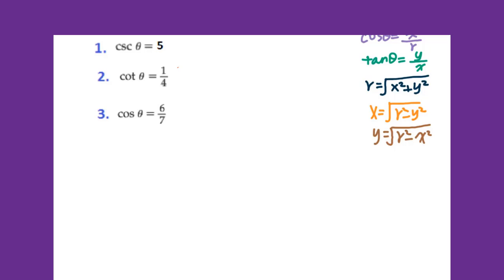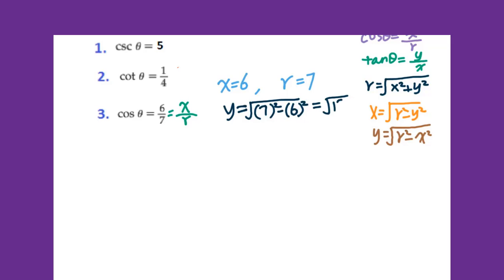Now let's go to number 3. Cosine theta equals 6 over 7. Since this is a major trig function, we can just label directly. Cosine theta, that's x over r. Therefore, we got x equals 6 and r equals 7. Therefore, we got y equals square root of 7 squared minus 6 squared. That will be square root of 13.